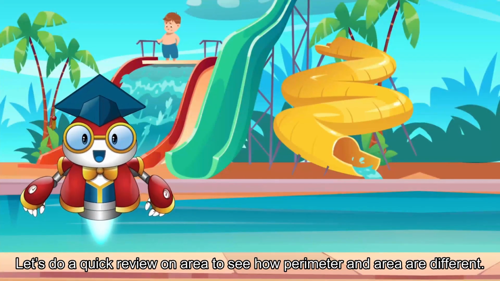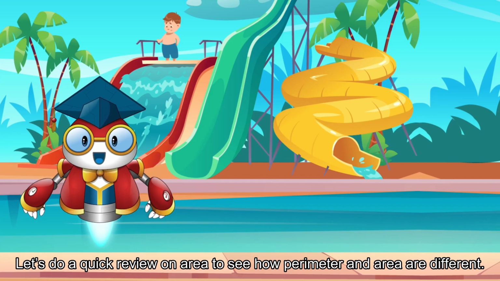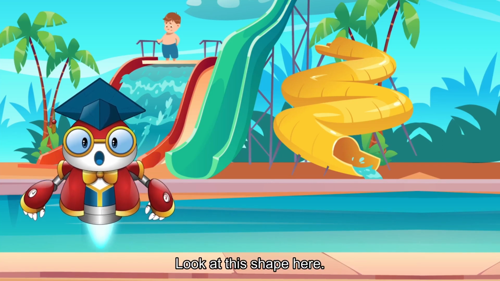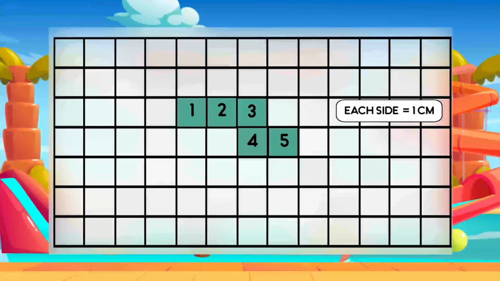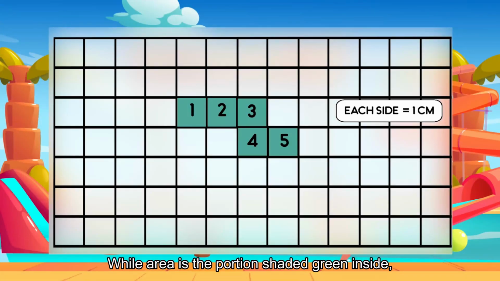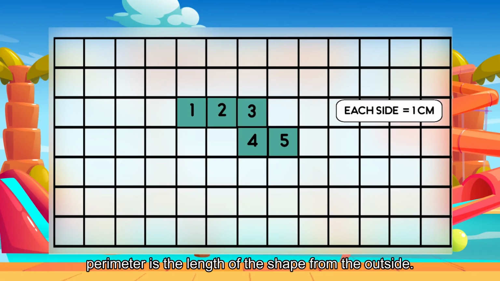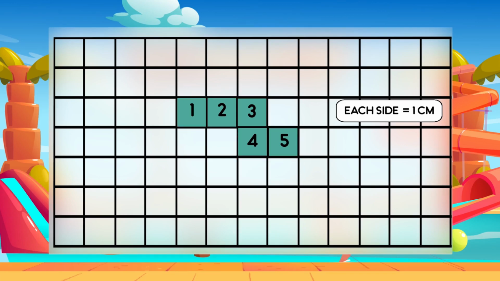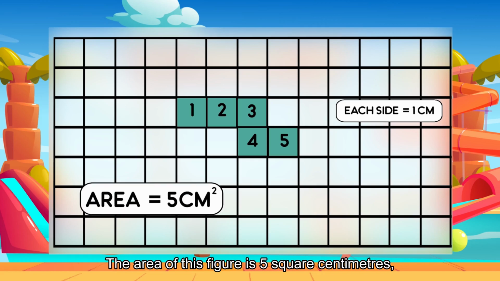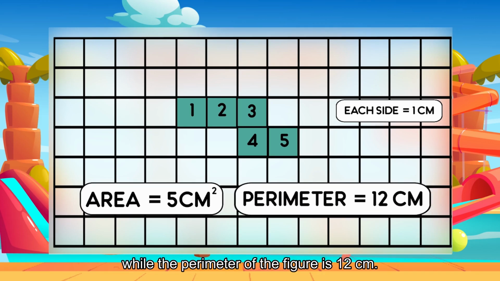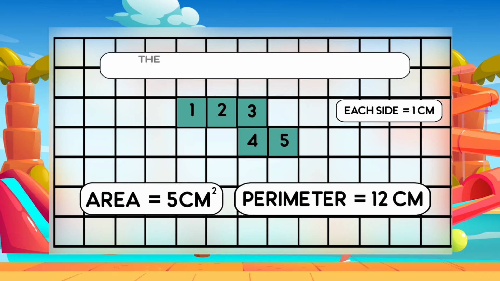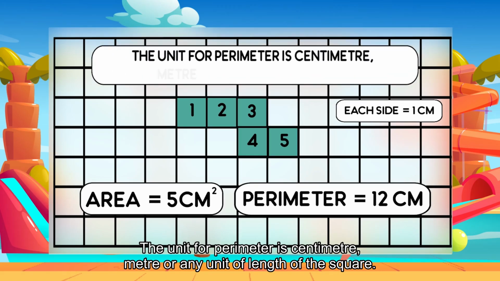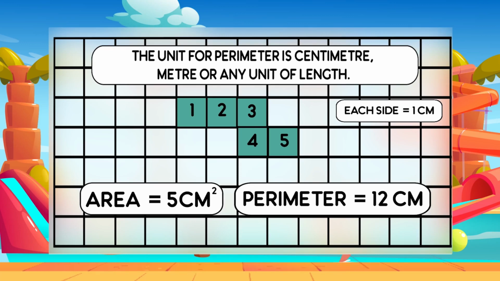Let's do a quick review on area to see how perimeter and area are different. Look at this shape here. While area is the portion shaded green inside, perimeter is the length of the shape from the outside. The area of this figure is 5 square centimeters, while the perimeter of the figure is 12 centimeters. The unit for perimeter is centimeter, meter, or the unit of length of the square.